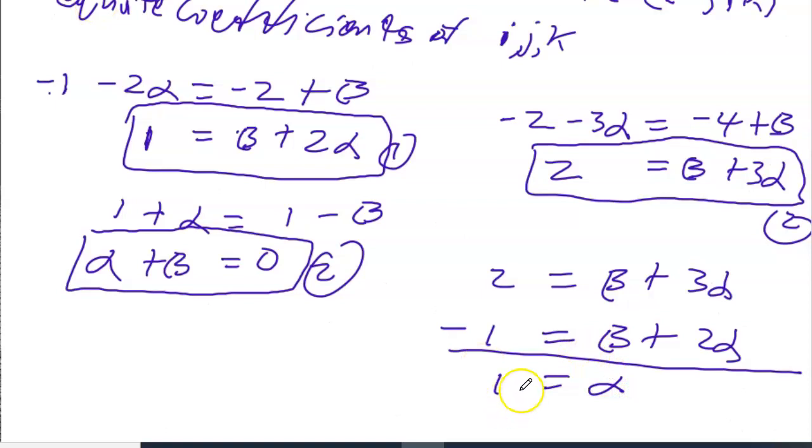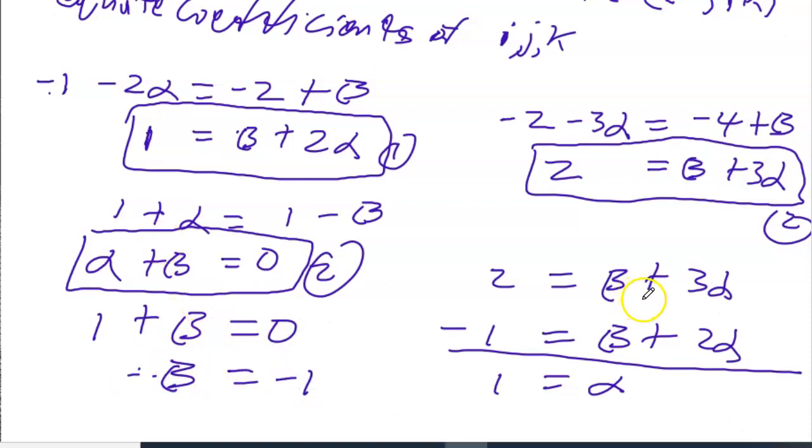We can substitute this value of alpha into any one of the equations. Let me substitute it into equation 2. Notice from equation 2, if alpha is 1, then 1 plus beta is equal to 0, which means therefore that beta would be equal to minus 1. And we can now deduce the point of intersection of the 2 vectors.